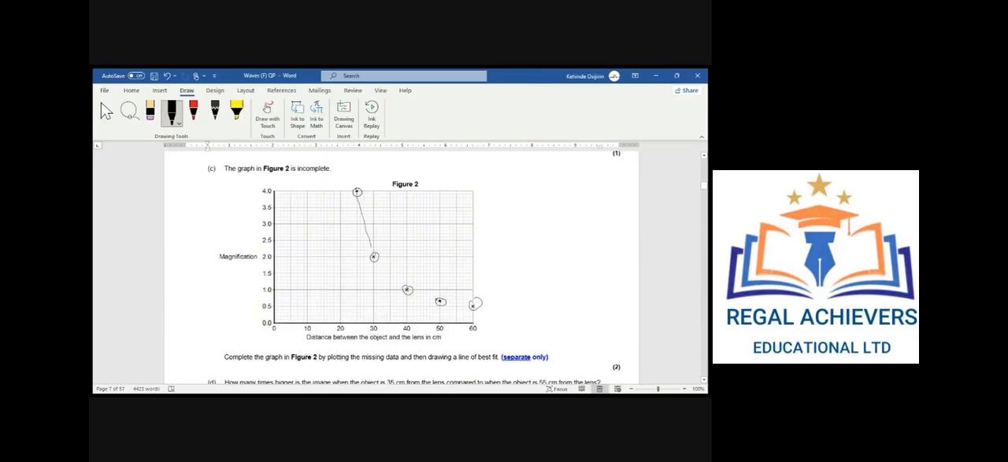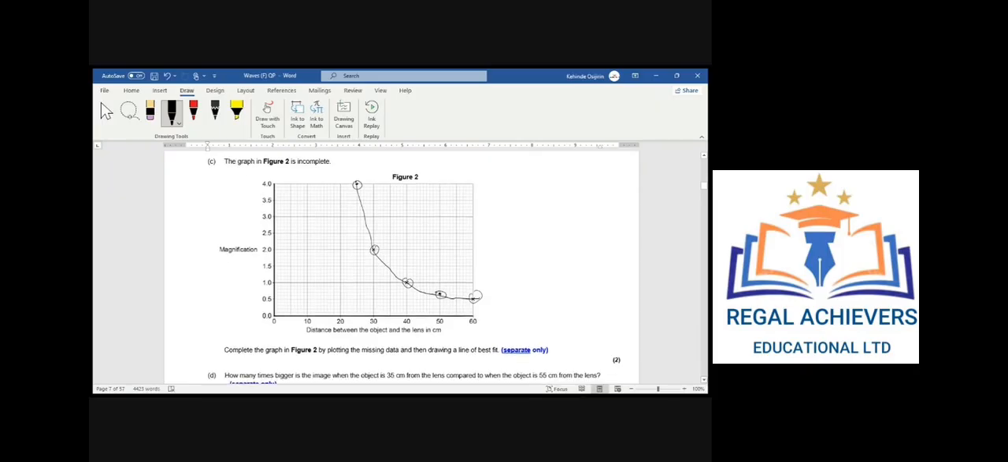So at this point now, you can plot the graph, and it's going to be a curved one. Don't mind my hand, it's not that straight. So this is how the graph is going to look, and then you have the 2 marker.